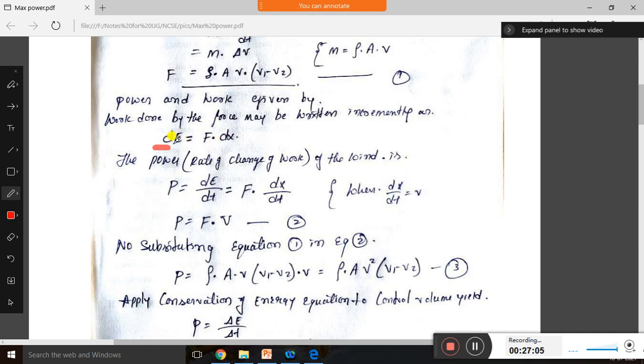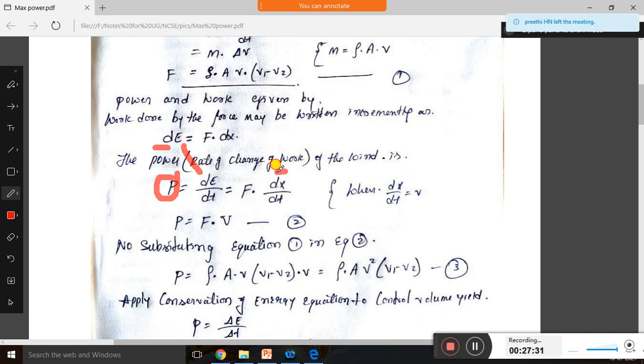That's why we can write dE = F dx. And for the power, the rate of change of work: power means the rate of change of work, so P = dE/dt. Then F dx/dt. We already know the dE value, so we substitute it here.